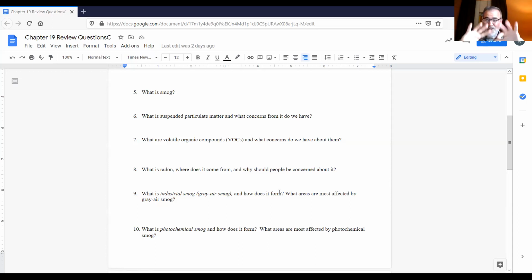So smog is what looks like fog, but it's that haze, it's the stuff in the air that's really from the emissions from whatever we are burning, whatever we're releasing into the atmosphere. That would be smog. All right, 6, what is suspended particulate matter? And what concerns do we have from it?